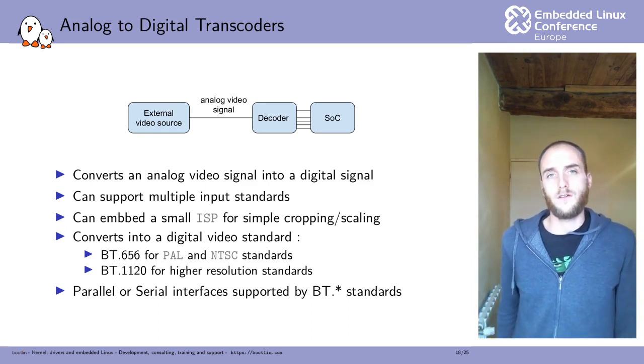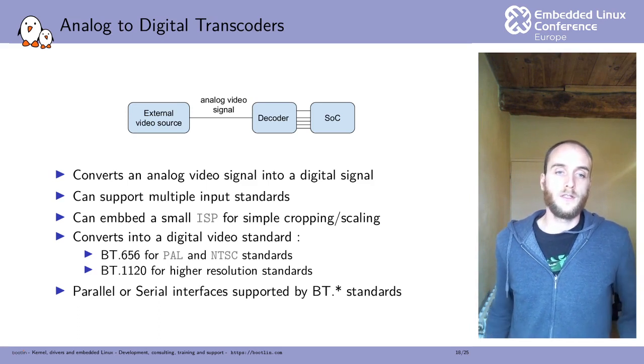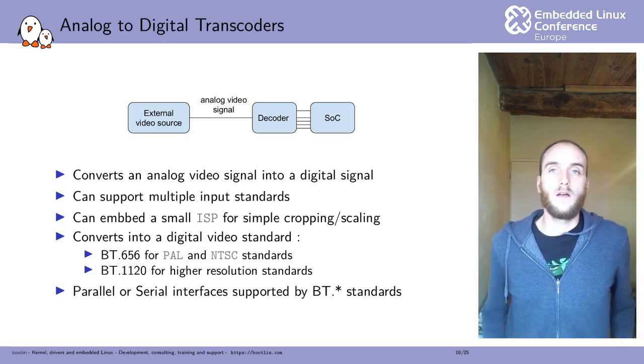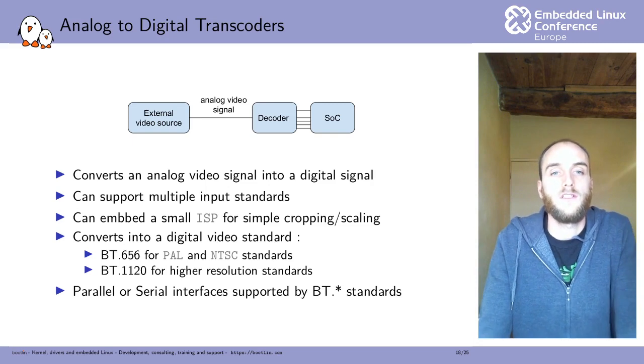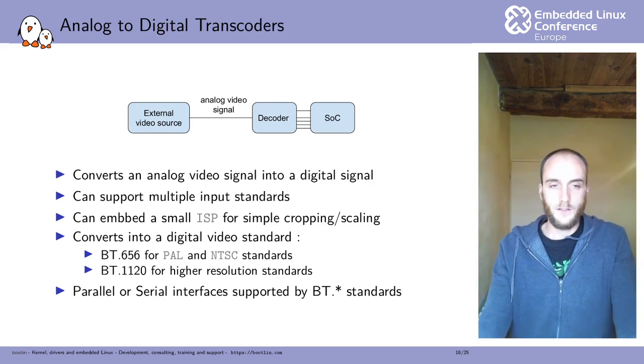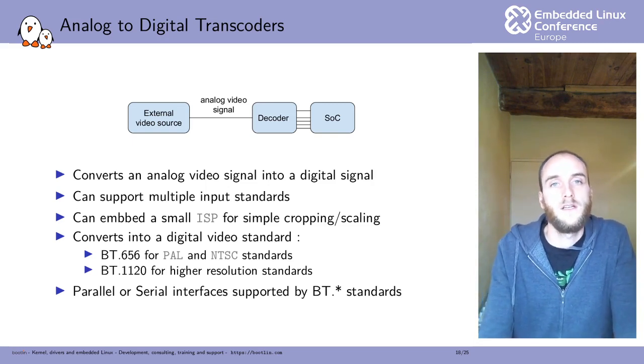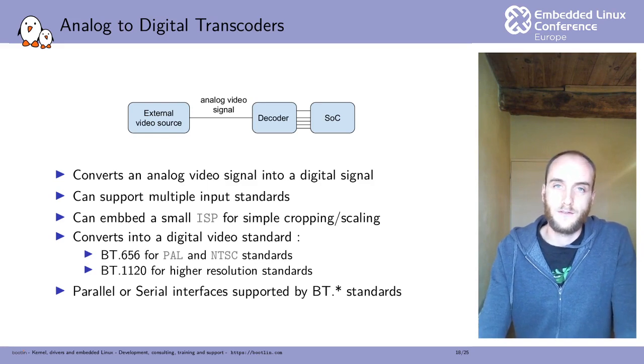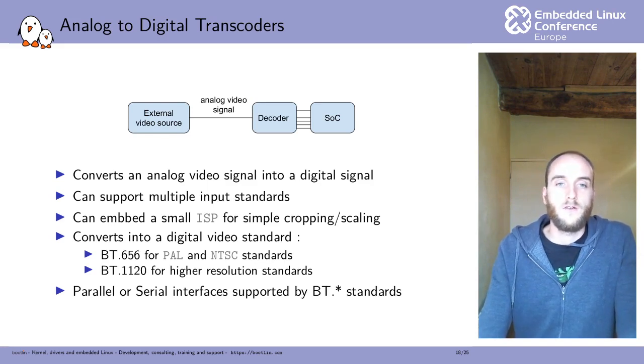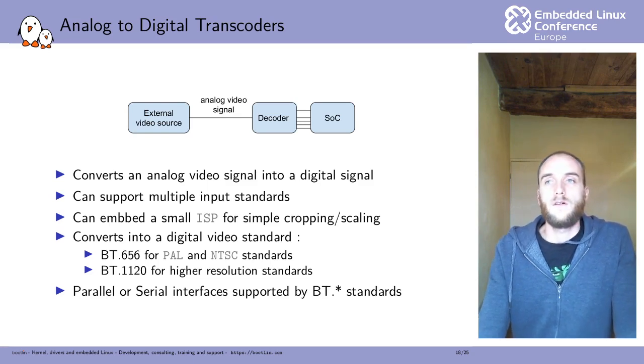There exists a standard to convey converted analog data onto a digital interface. So these are the BT656 and BT1120 standards. They indicate how we represent the transcoded data onto, most of the time, a parallel interface. So in that case, what you are going to transmit over the interface is most of the time images using the Y, U, and V color space.